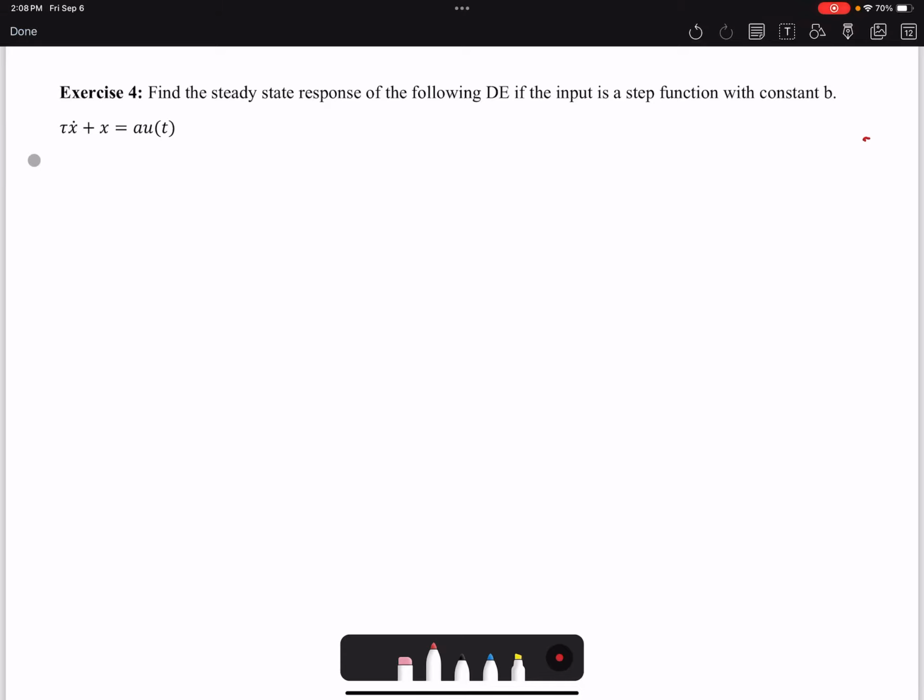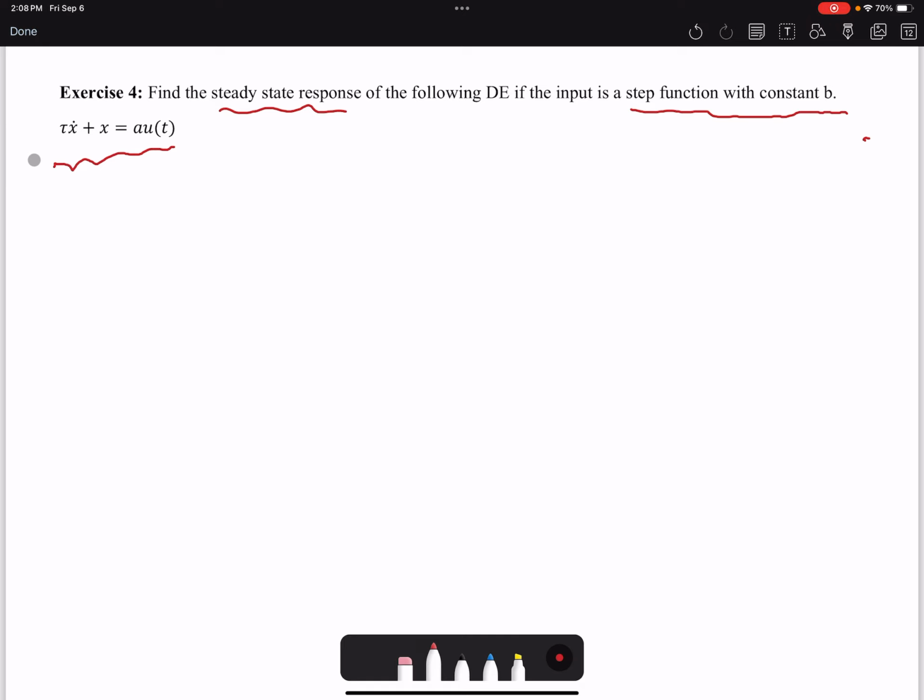Hello everyone, in this video we are going to solve a first order problem. The question is asking to find a steady state response of the following differential equation that is given to us if the input is a step function with constant b. To find a steady state response, we are going to find a transfer function.